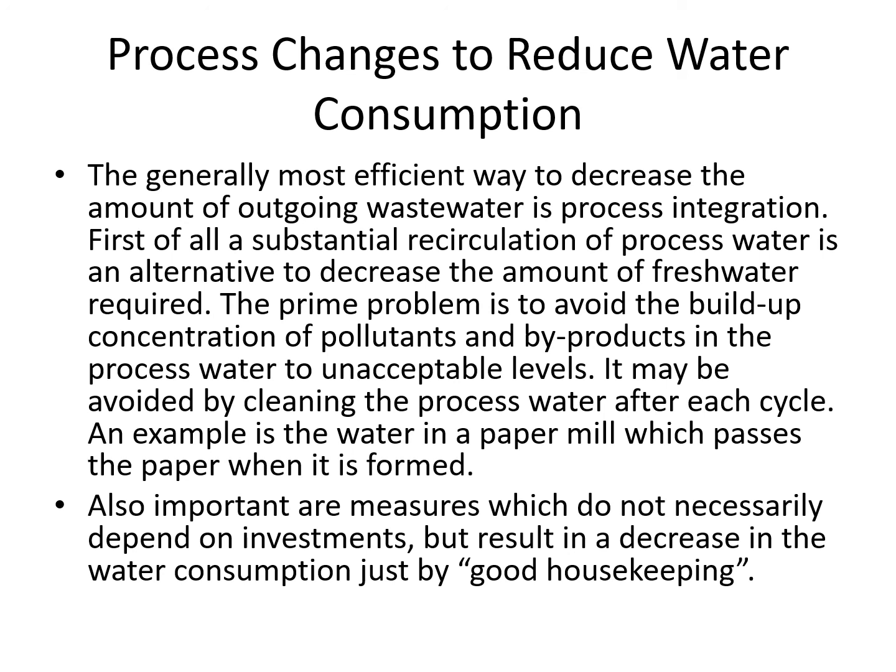Prime problem is to avoid the build-up concentration of pollutants and byproducts in processed water to unacceptable levels. It may be avoided by cleaning the processed water after each cycle. An example is the water in a paper mill which passes the paper when it is formed. एक और हमारे पास जो उसका solution है that is by maintaining good housekeeping. आप बुक चैप्टर को अगर फॉलो करें, you can have a detail of these good housekeeping.